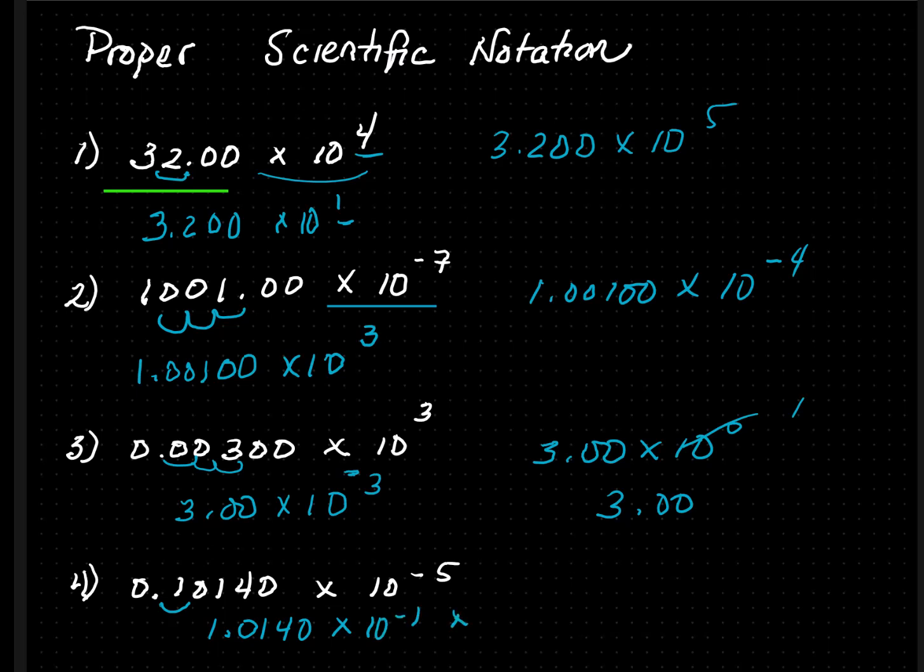This is also multiplied by 10 to the negative 5th. When I multiply exponents, the exponents add, so this becomes 1.0140 times 10 to the negative 6. A negative 1 plus a negative 5 becomes negative 6. The first thing you want to do is make the first part of the number into proper scientific notation. Afterwards, the exponents are multiplied, so that means you are just going to add the powers.